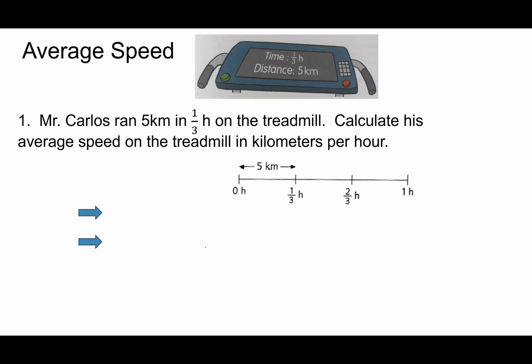Okay, so we want to find his speed on the treadmill. What goes on the left, time or distance? Say it with confidence. Time goes on the left. In 1/3 of an hour, he runs 5 kilometers. Now I want to know how many kilometers he runs in 1 hour. What do I do? How do I get from 1/3 to 1?